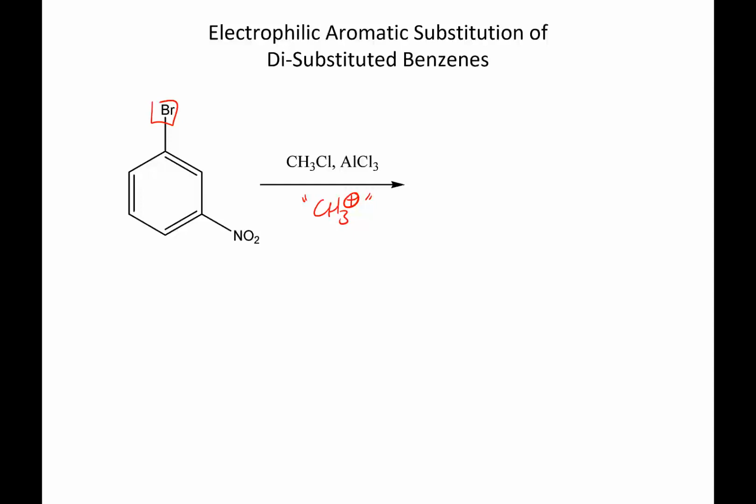What did I hear? Do we agree? Yeah, it's a halogen. So halogens are deactivating groups, but they're the exceptions to the rule. The exception being that they direct ortho and para. So in this case, it's a deactivating group, but it is the exception. So it's going to direct ortho and it's going to direct para to itself.